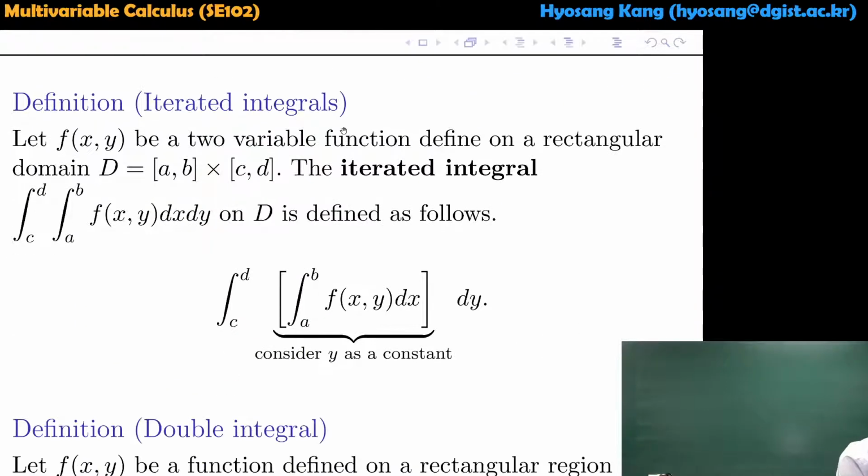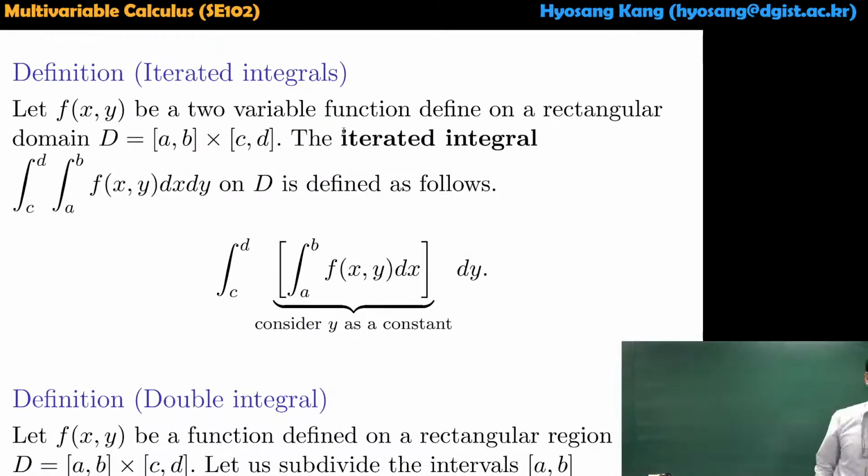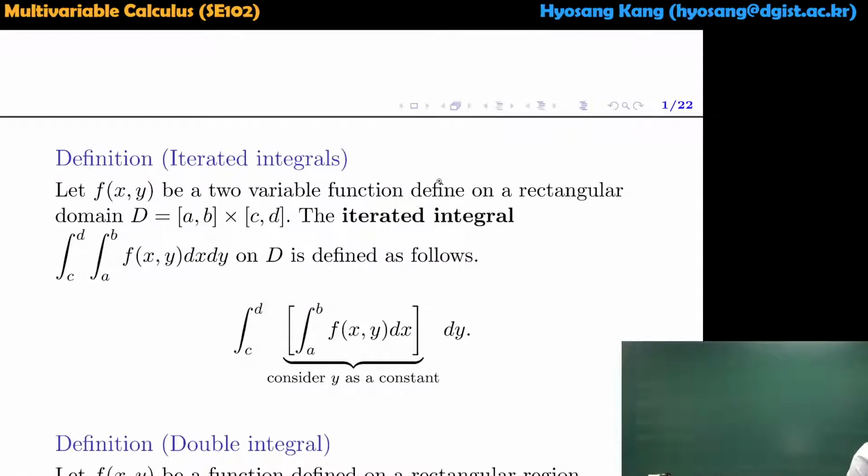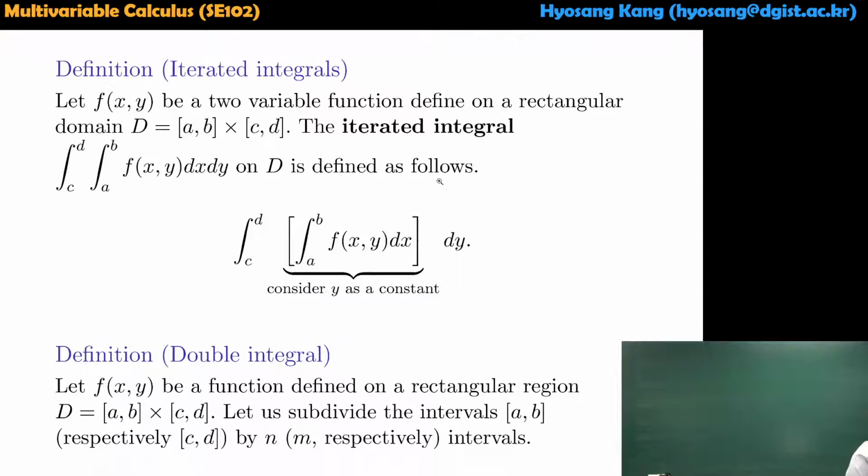Okay, so from now on we are going to talk about integration. So far we talked about the differentiation of multivariable functions, and now it's time to think about how to integrate multivariable functions. In the single variable case, we have a notion of integration.